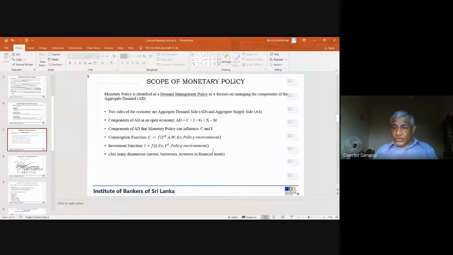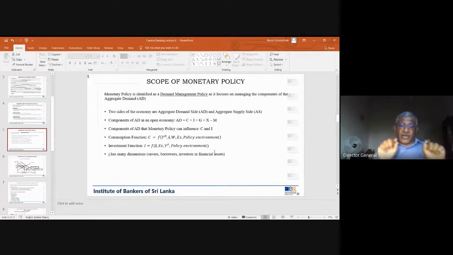Again, here also you are presenting to everyone. Then here also we can articulate a question. What are the variables affecting aggregate demand that the central bank can influence? Or you can say, what are the determinants of consumption and investment that the central bank can influence through its policy? That can be a question.